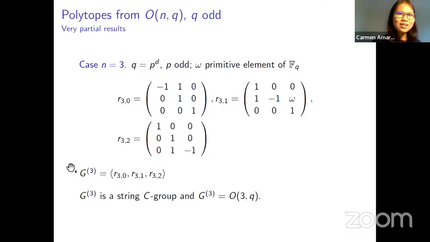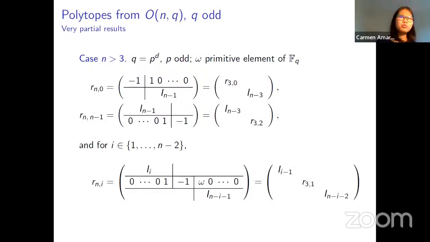So this will give us that result, which means that the orthogonal group of dimension 3 over a field of odd characteristic is indeed an automorphism group of some abstract regular polytope. So what we want to do is to take this representation and see if we can generalize that to arbitrary dimension greater than 3. Here is what we are attempting. Here we are still in odd characteristic. Omega is still a primitive element of Fq.